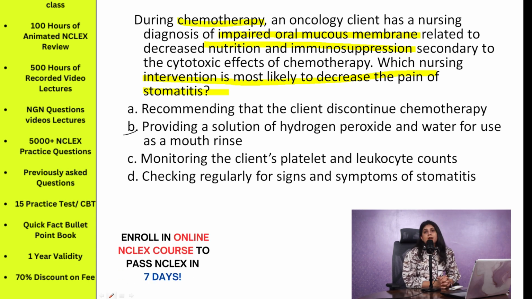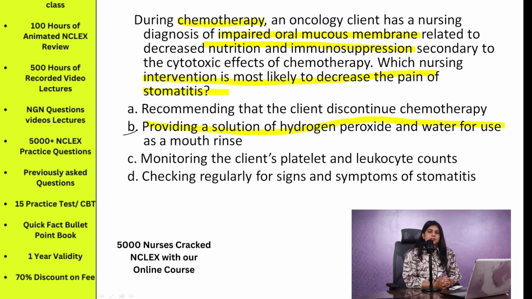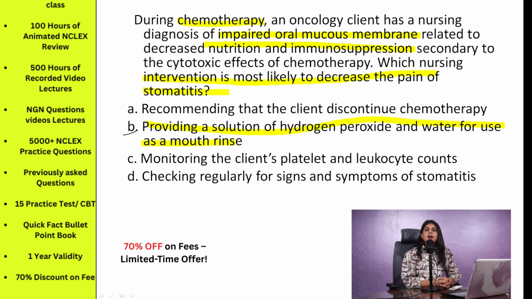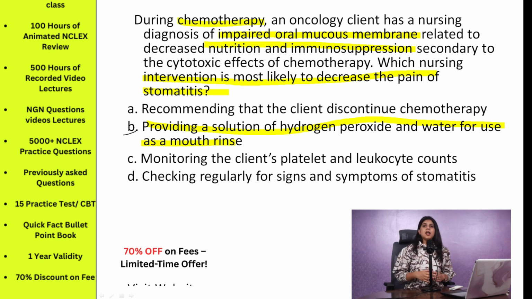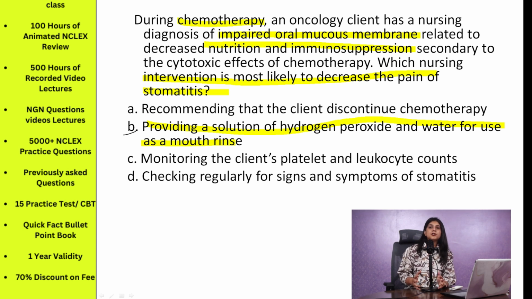Answer. B. Providing a solution of hydrogen peroxide and water for use as a mouth rinse. Let us see the rationale. A hydrogen peroxide and water mouth rinse helps cleanse and soothe oral mucosal irritation caused by chemotherapy. Commercial mouthwashes with alcohol can worsen stomatitis by causing dryness and irritation. Discontinuing chemotherapy is not a practical option, as it does not address the immediate problem. Monitoring platelet and leukocyte counts is important, but does not directly relieve pain. Checking for signs of stomatitis helps with early detection, but does not alleviate discomfort.